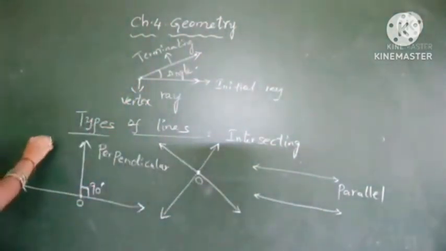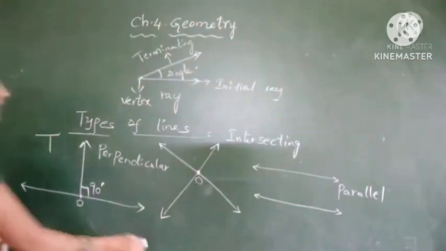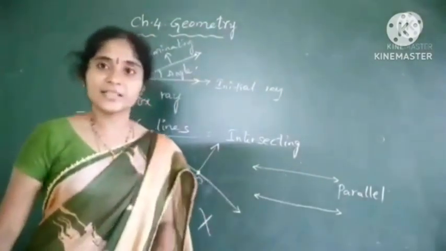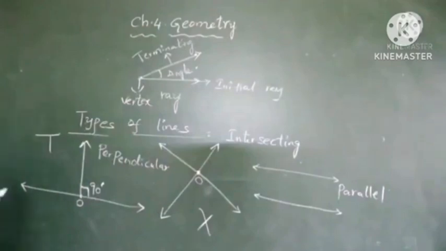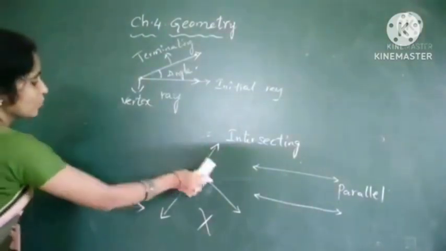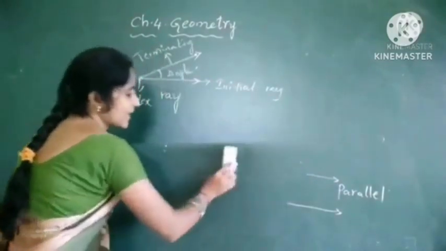In our English alphabet, the letter T is an example for perpendicular lines. The letter X is an example for intersecting lines. For parallel lines, an example is a railway track. Okay, students, those are the types of lines. We also discussed types of angles, which I explained in class.